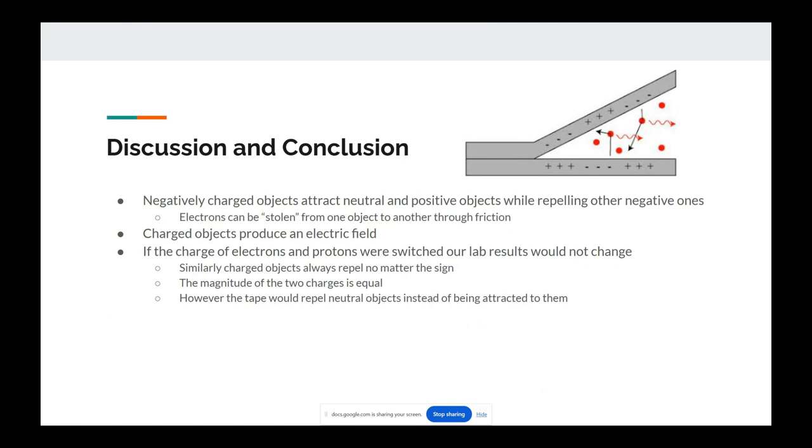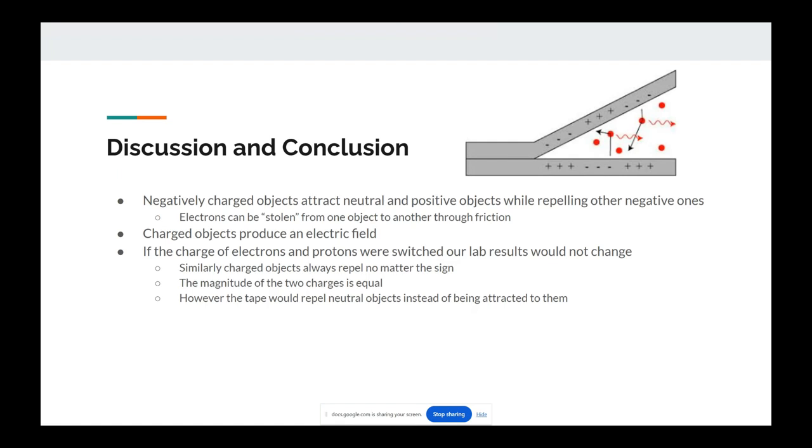Discussion and conclusion. Negatively charged objects attract neutral and positive objects while repelling other negative ones. Electrons can be stolen from one object to another through friction, and these excess electrons create an electric field centered around the object. Again, charged objects produce an electric field.